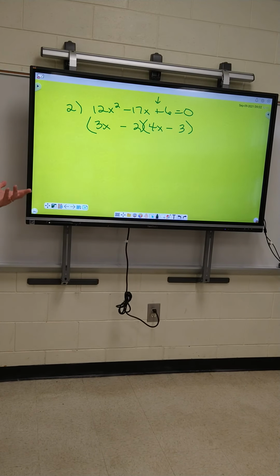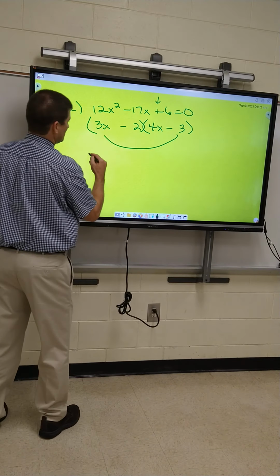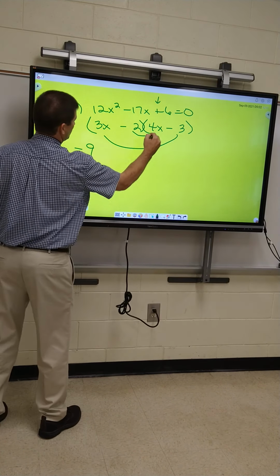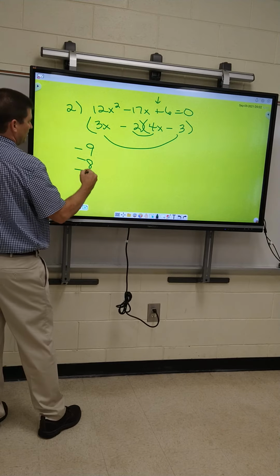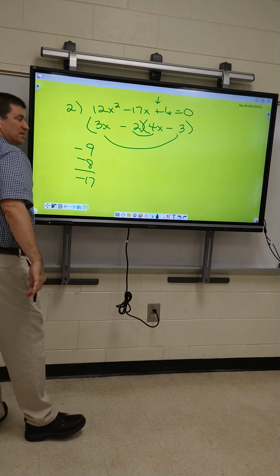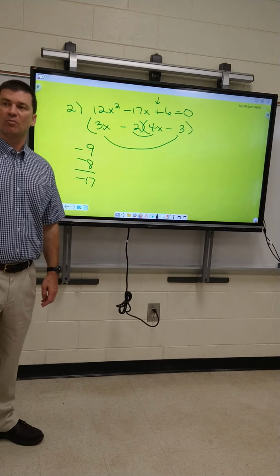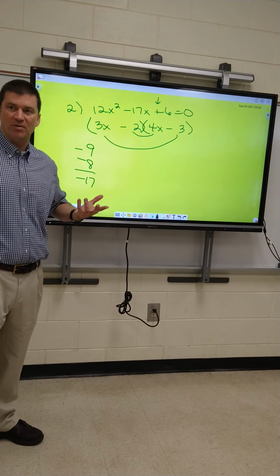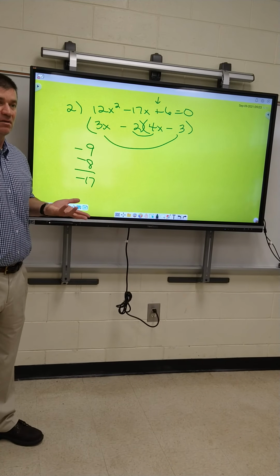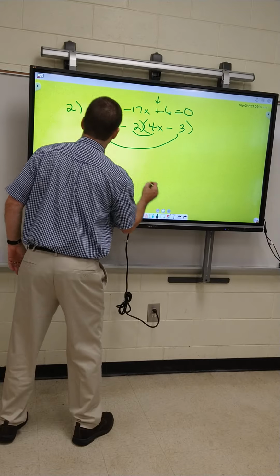How do I know by looking at it? Because I know these two times up to give me 9, and these two multiply together to give me 8. Negative 9, negative 8 is negative 17. So now I got it. So if it doesn't work one way, just flip your factors, guys. It'll work the other most of the time. So we can do that.